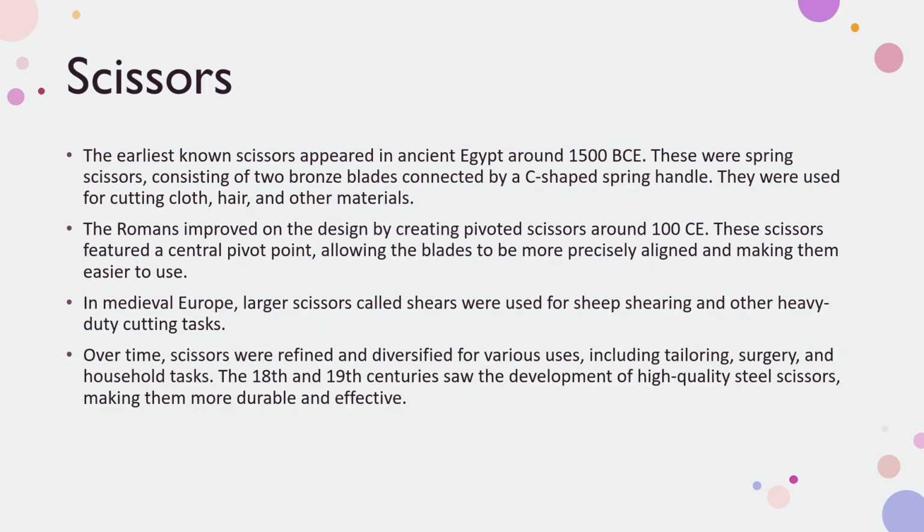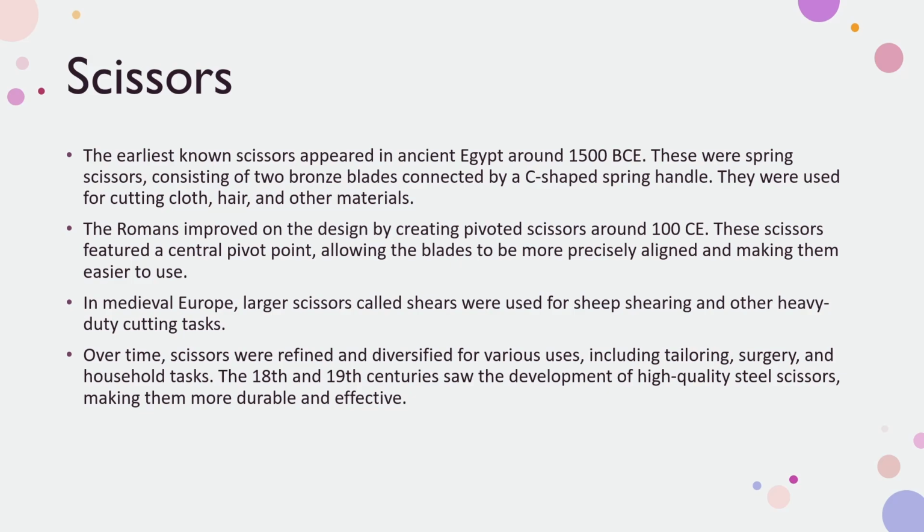The earliest known scissors appeared in ancient Egypt around 1500 BCE. These were spring scissors, consisting of two bronze blades connected by a C-shaped spring handle. They were used for cutting cloth, hair, and other materials. The Romans improved on the design by creating pivoted scissors around 100 CE.